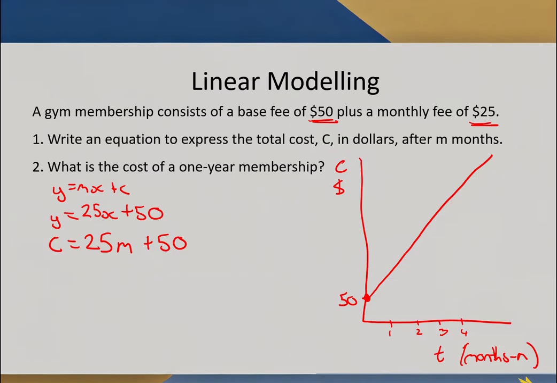Question 2 says, what is the cost of a 1-year membership? Well, we know a 1-year membership is 12 months. So really, I'm just grabbing the m and putting a 12 in there. So c is equal to 25 times 12 plus 50.